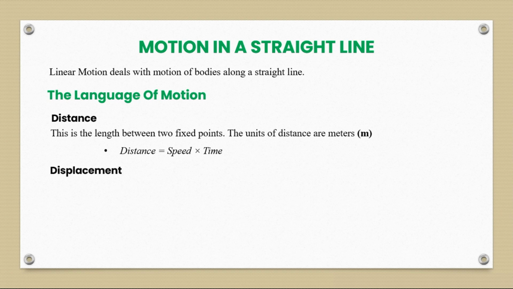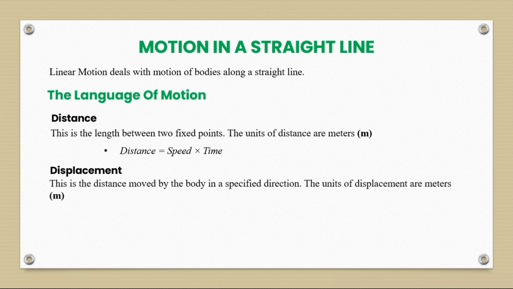Alright, let's look at another term. This is a term that's almost similar to distance, but it's slightly different. Though in some cases the terms are interchanged, we'll have a better understanding of this term, displacement, as we do different examples. A displacement is the distance moved by the body in a specified direction, and the units of displacement are meters. So this is distance moved by a body but in a specified direction, but we'll understand it better through examples.